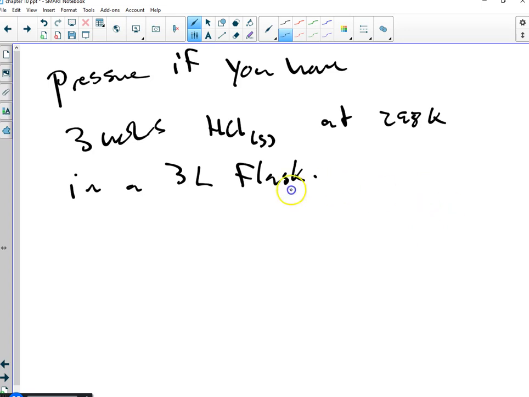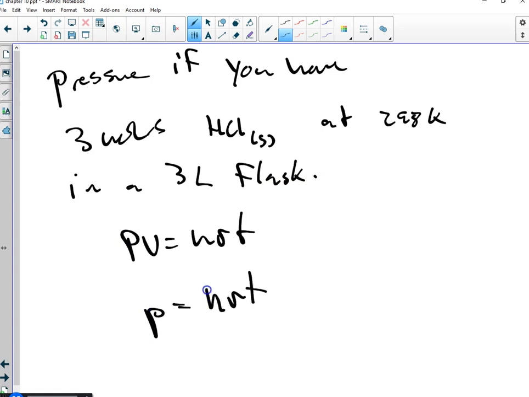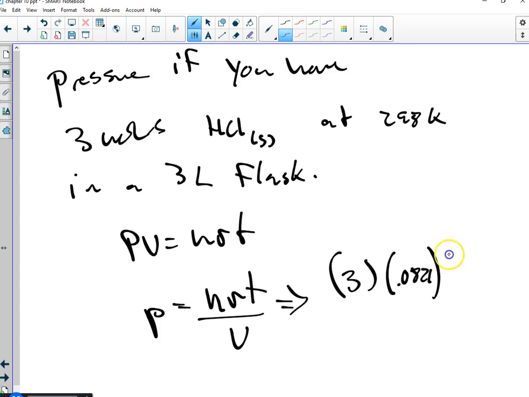It is pretty easy. So if PV equals nRT, then pressure is equal to what? nRT over V. So now we just plug in. n is what? 3. R is? And T is already in Kelvin. It's 298. And what volume did I put it in? 3. So it turns out these will just cancel. That doesn't always work that way, but it did this time.